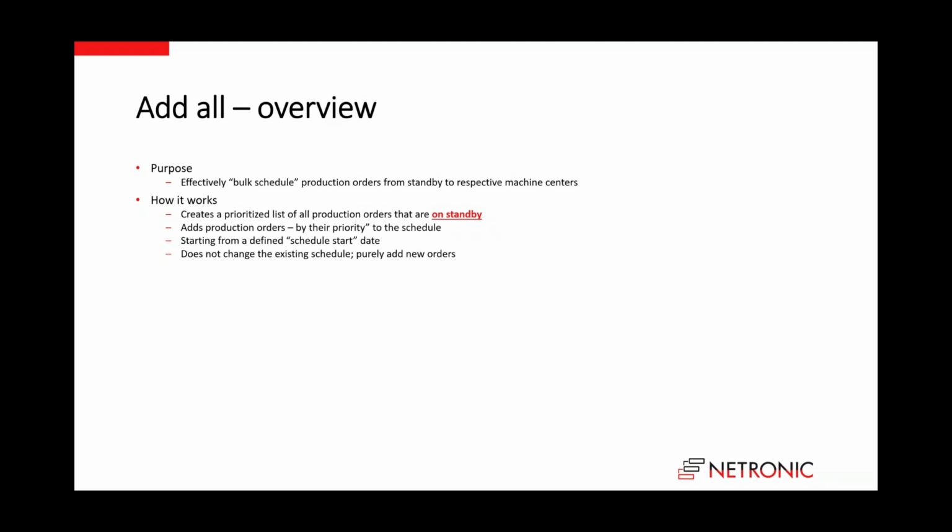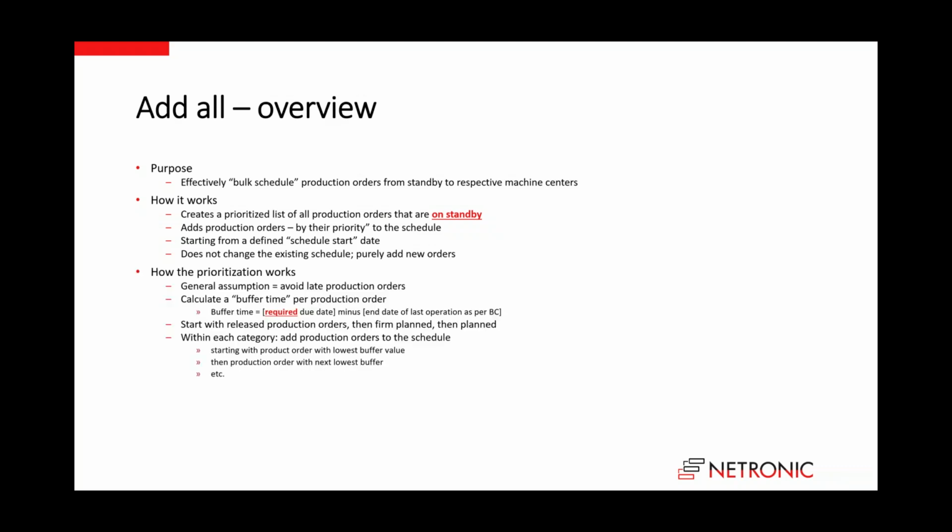Once we have this list, we add the production orders by their priority to the schedule. We start from a defined scheduled start date. You can say, I want to start from today, or you can say, I don't want to change today's schedule, but I want to start from tomorrow, or from the day after tomorrow. Whatever your frozen period for your schedule is, you can define from where on you want to add new production orders to the schedule. And as before, we never change the existing schedule, but purely add them to what is on the schedule already.